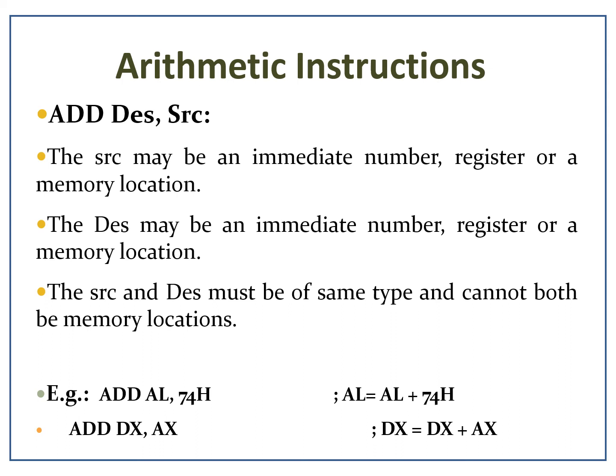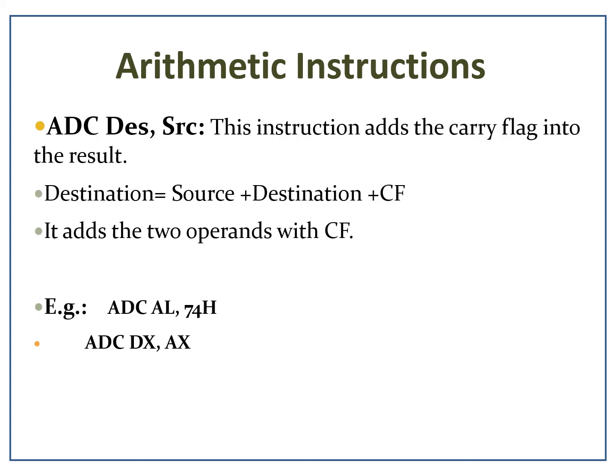Next is arithmetic instructions. So the first arithmetic instruction is ADD destination, source. The source may be immediate data, register, or a memory location. The destination may be a register or memory location. So an example of this is ADD AL, 74H. So immediate data 74H is added with the AL content and the result is stored in AL.